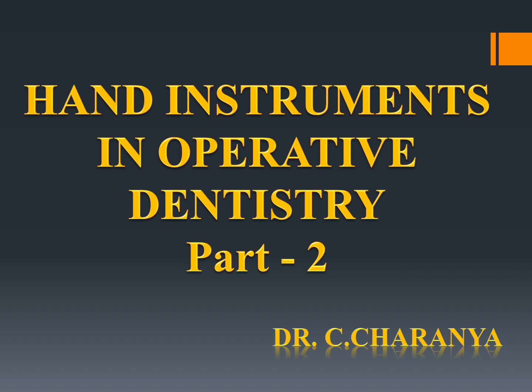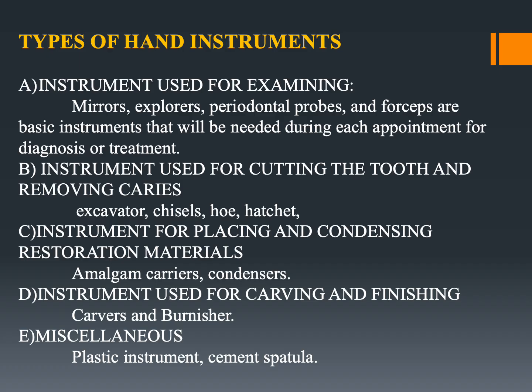Welcome once again. Today we are going to see the second part on hand instruments in operative dentistry. So basically there are various types of hand instruments, and we saw that previously. This particular topic will include instruments which are used for examining. For examination we use mirrors, explorers, periodontal probes and forceps.